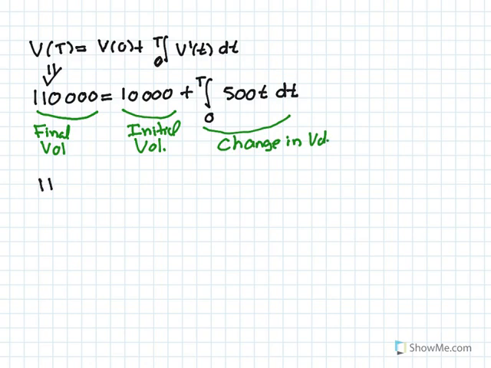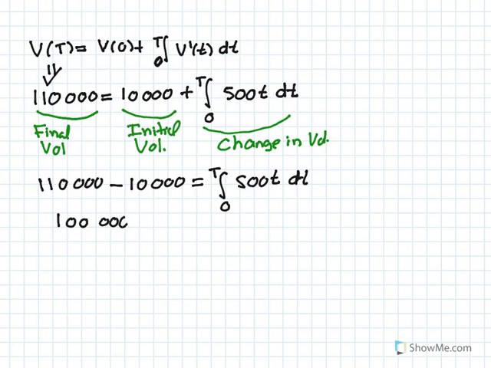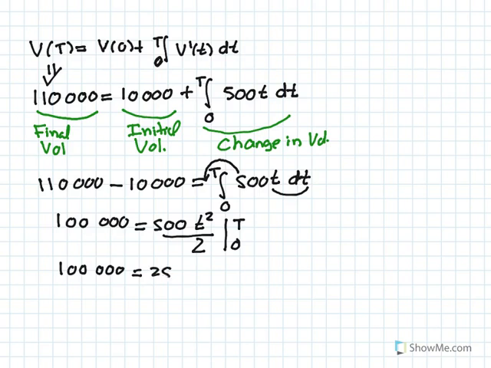So what we get is 110,000. Let's subtract off the 10,000, which is equal to the integral from 0 to t of 500t dt. 110,000 minus 10,000, that's 100,000. The 500 passes right through the integral because it's a constant, so we get 500. And integrating t dt, that's going to give us t squared over 2, reversing the power rule, and evaluate it from 0 to capital T. So we get 100,000 is equal to 250t squared from 0 to T.